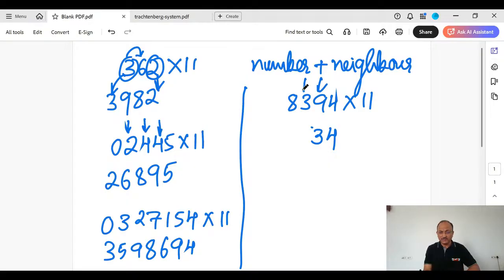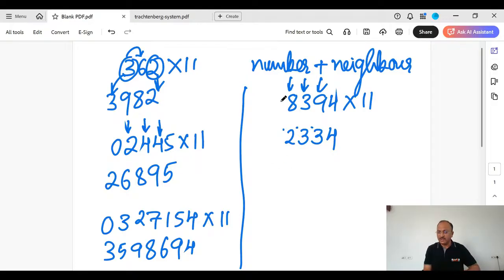Then we go to the next number, 3 plus 9, 12. In this case, because there is a dot, instead of writing 12, I will take 13. 13 means I will write 3 and 1 is carried, so again I put one dot. I go to the next number, 8 plus 3 is 11. There is a dot, that means we have to consider 12. I will write 2 and 1 carried means I put one dot.